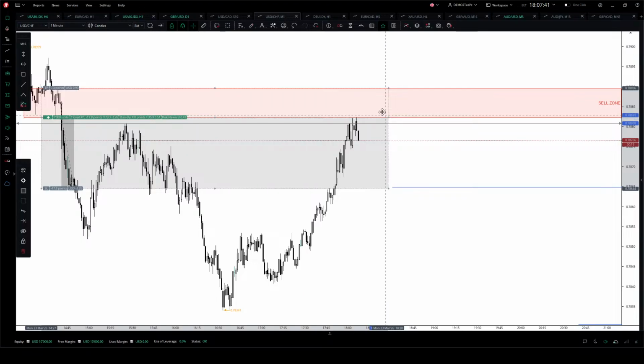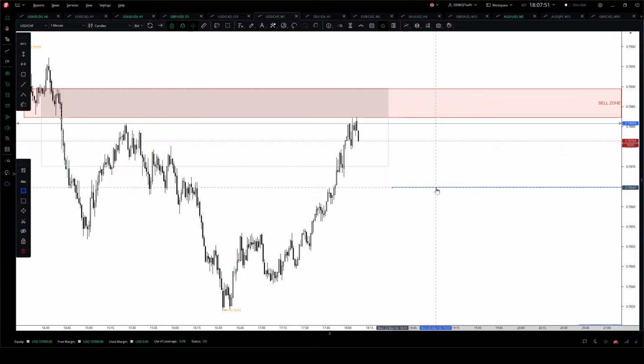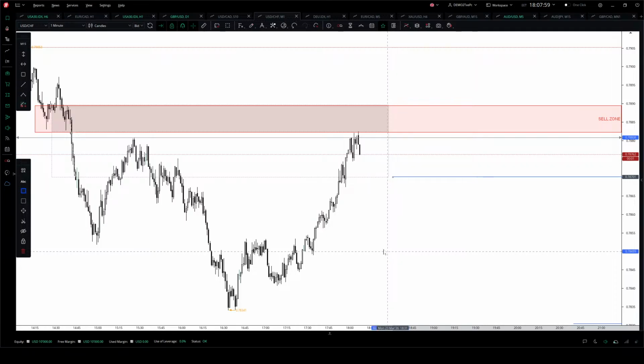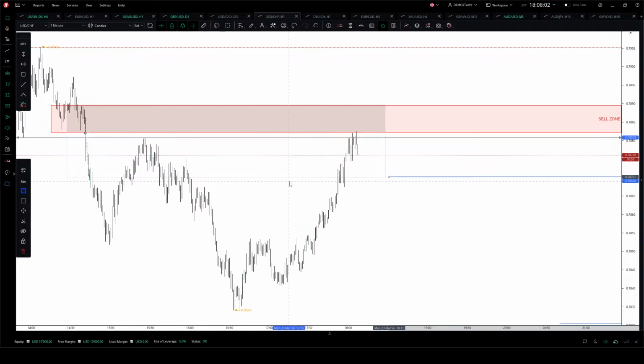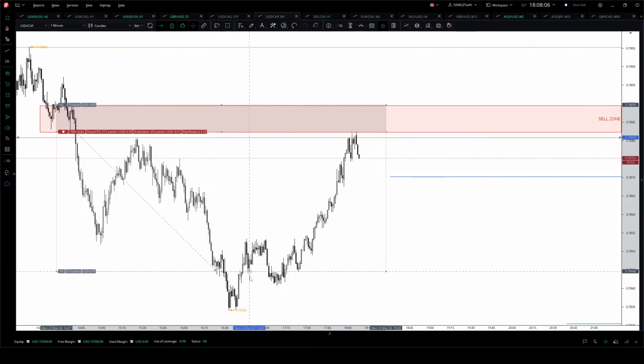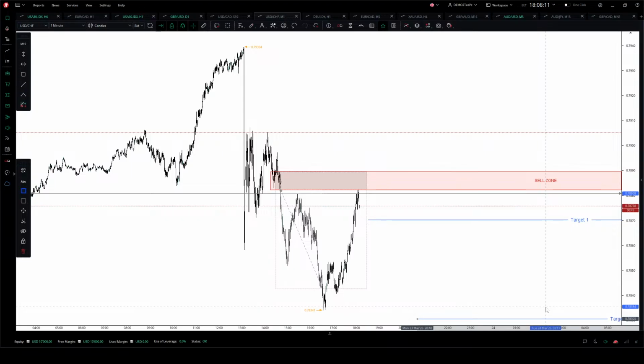This is our entry, this is our stop loss, and this is 2.24. So our 1.5 is a little bit above 1.6 or 1.5, somewhere here on this level. So this is our target one. This is 1.5 R, 1.5 times the risk. And the second target is at 5 times the risk, which is somewhere at the bottom. This is our second target.